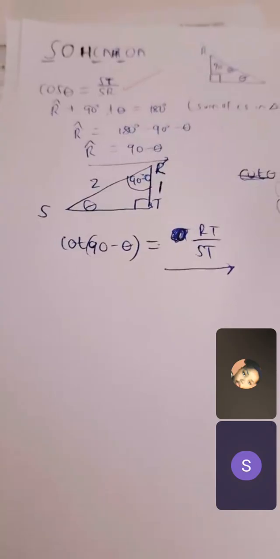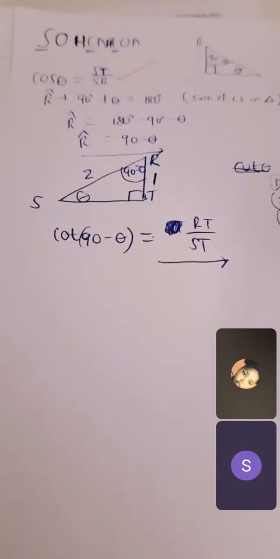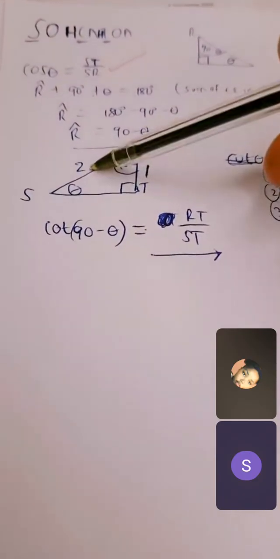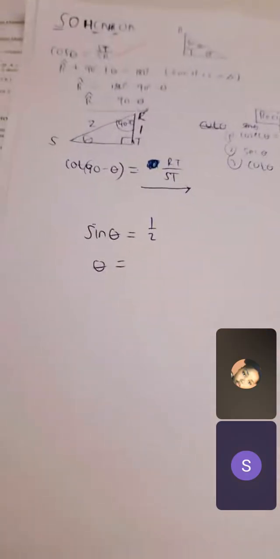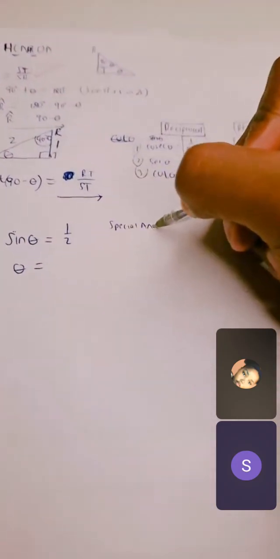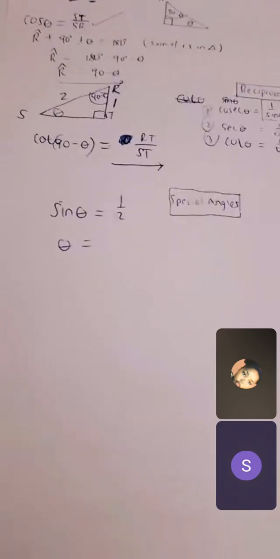So what do you guys think? So I've got 1 and 2. That means this is my opposite, that is my hypotenuse, for sine of theta. Theta will be equal to... Now, guys, this is a special angle. Calculator here will be used nicely.